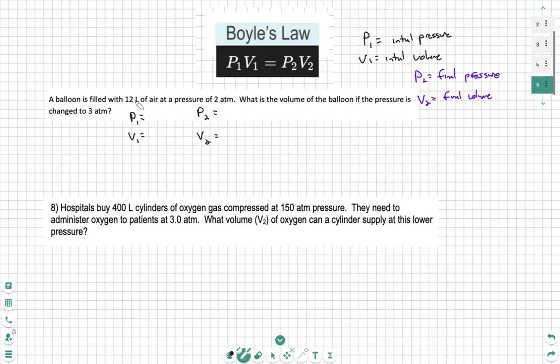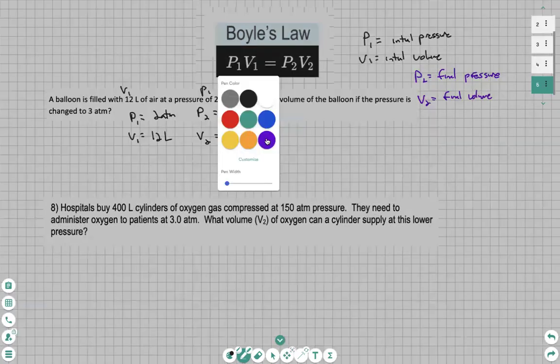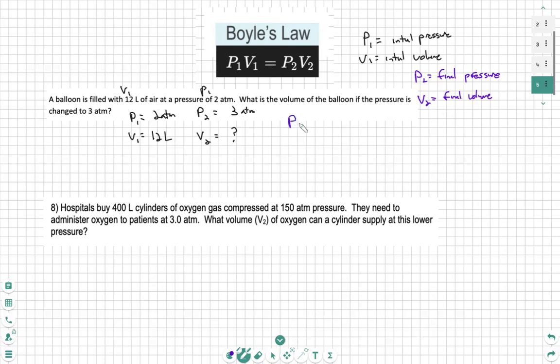The balloon is filled with 12 liters. Liters is your hint that it is a volume. So that is our initial volume. That will go along with our initial pressure because that's what it starts with: 12 liters of air and 2 atms. Well, they want to know what is the new volume if the pressure is changed to 3 atms. So we are given everything but that second volume. So we're going to plug it into our equation.